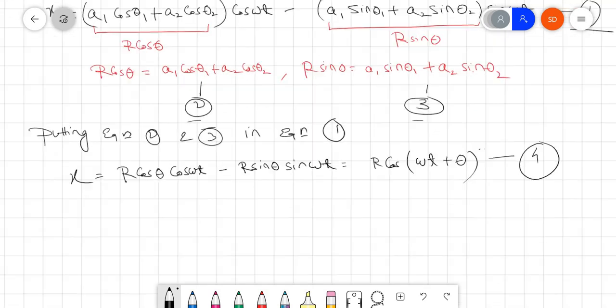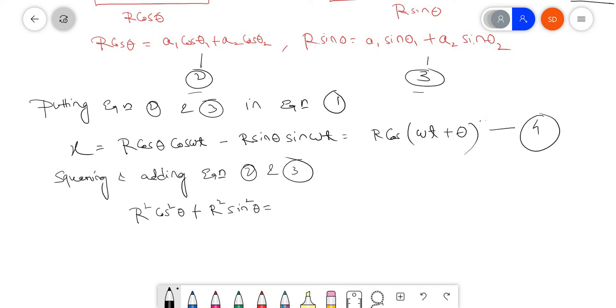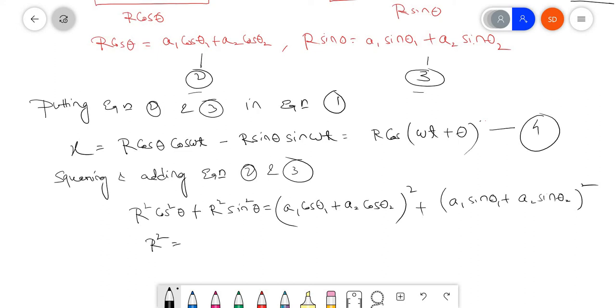By squaring and adding equations 2 and 3, what you'll get? R square cos square theta plus R square sine square theta is equal to A1 cos theta 1 plus A2 cos theta 2 whole square plus A1 sin theta 1 plus A2 sin theta 2 whole square. So this is equal to R square, since cos square theta plus sin square theta is 1.